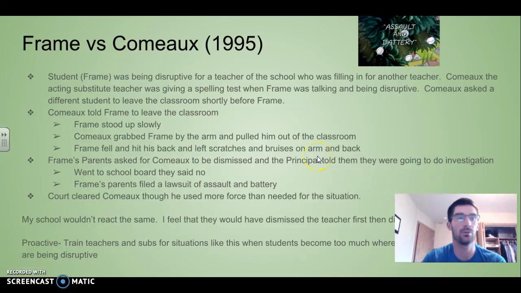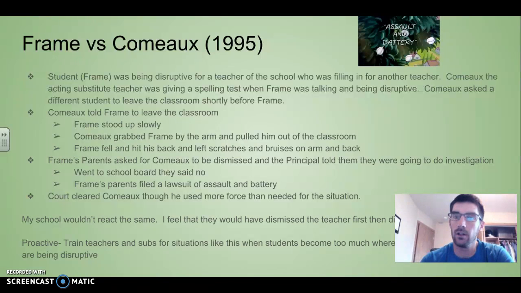So the next one is Frame versus Comex, 1995. Student was being disruptive in class. So what happened was Comex was a teacher at a private school. He was in class and it wasn't his class actually. He was being a substitute teacher, and two students were being disruptive. He asked one to leave. That student left.